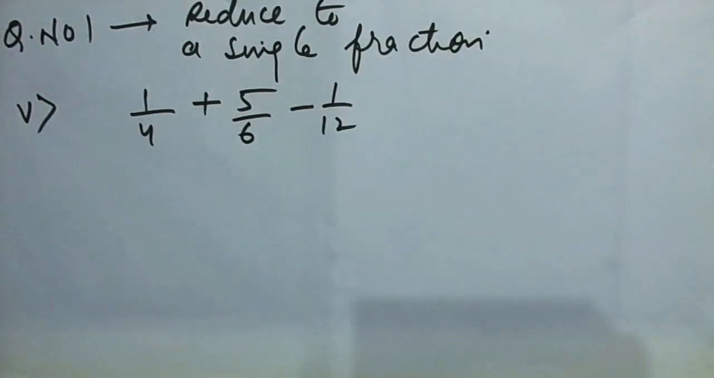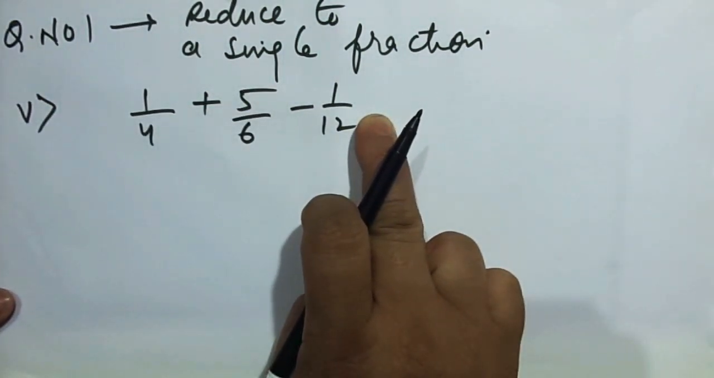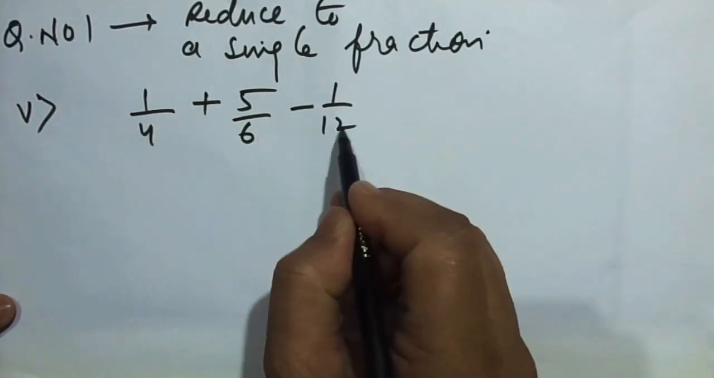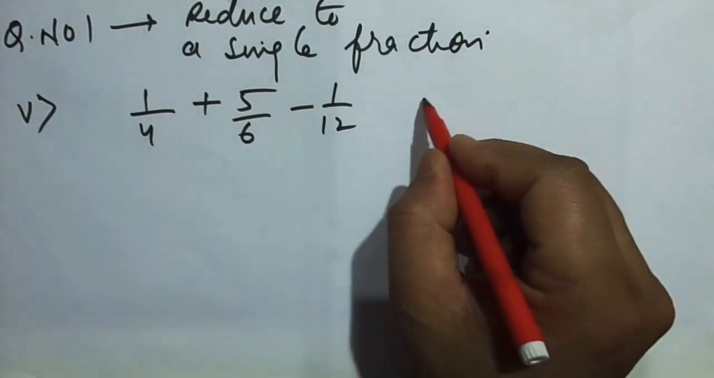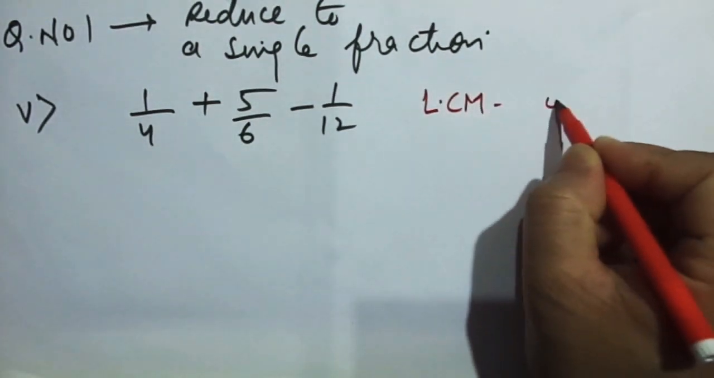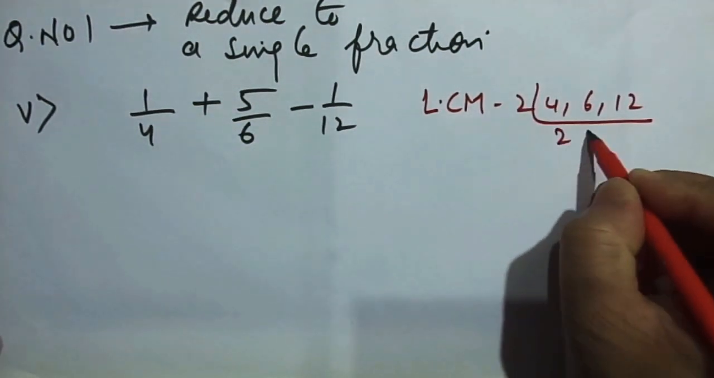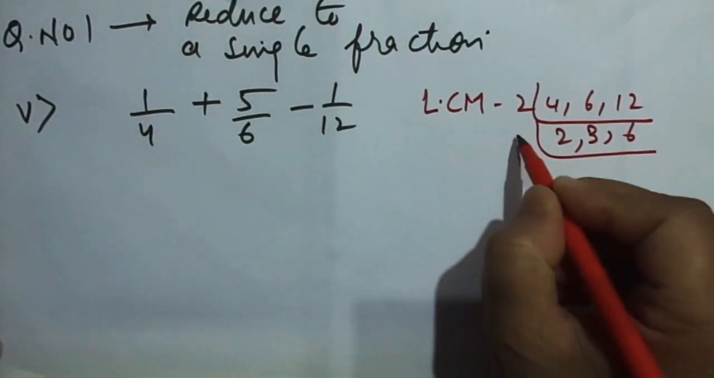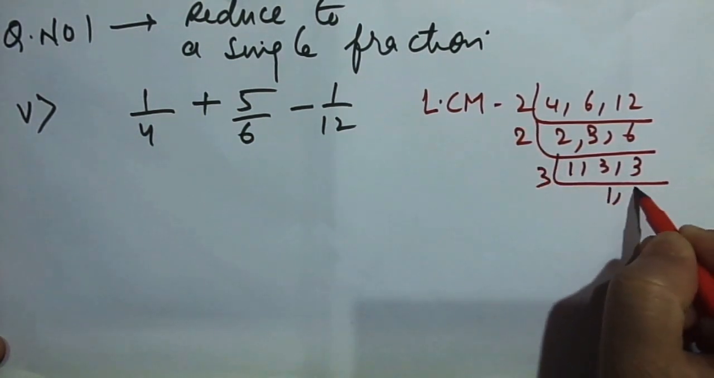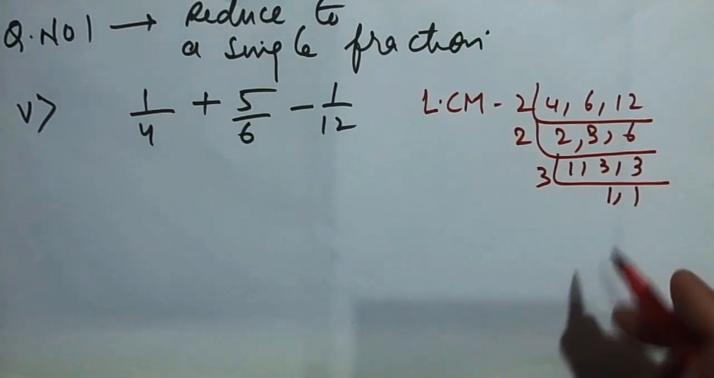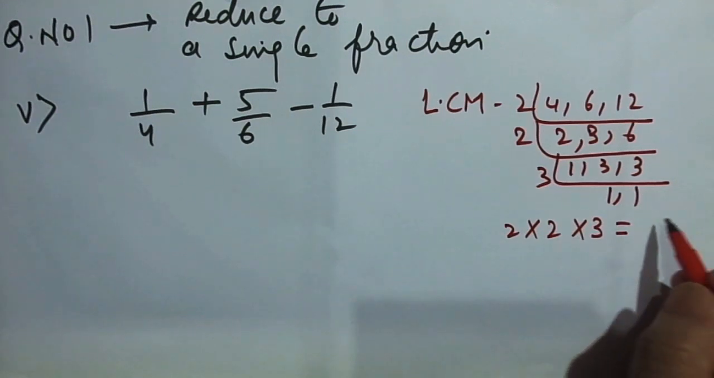It was already said that before you try to add all these, you have to check whether the denominators are equal or not. The denominators are different. Therefore, we will find the LCM, isn't it? So, the LCM of 4, 6 and 12 will be how much? 2 times 3, 6. Similarly, 1 times 3 and 3, 1 times, 1 times. So, here we have our LCM as 2 into 2 into 3, which is equal to 12.